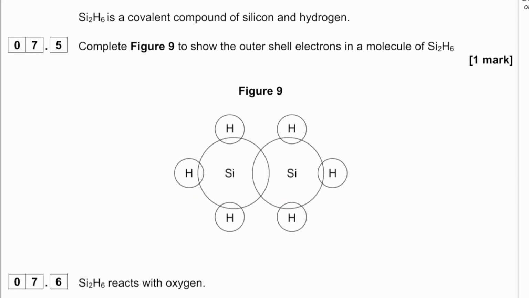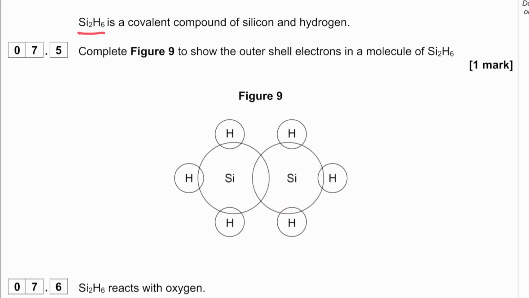Okay, 7.5. Si2H6 is a covalent compound of silicon and hydrogen. Complete figure 9 to show the outer shell electrons in a molecule of Si2H6. Well, the key thing here is that it's a covalent compound. When things are covalently bonded, they share electrons. So we need to show that in our diagram.